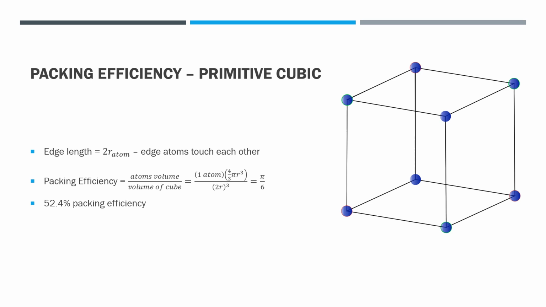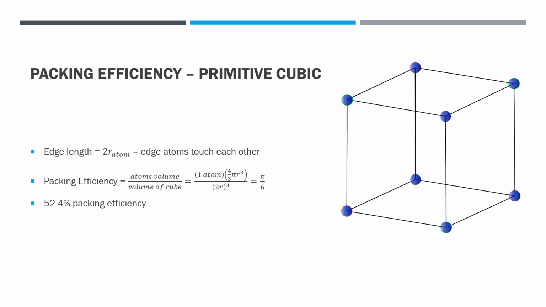That means how much space the atom is containing relative to the actual entire unit cell. That's kind of a weird way of describing it, but what I mean is how much space the atom is taking up relative to the entire space of the cube, right?